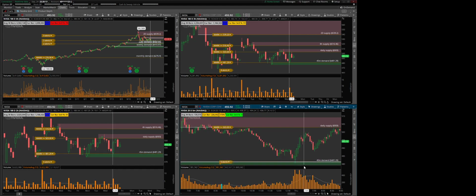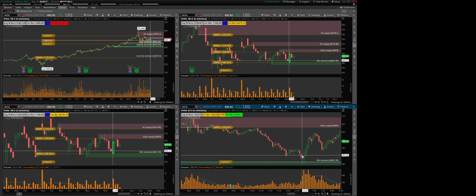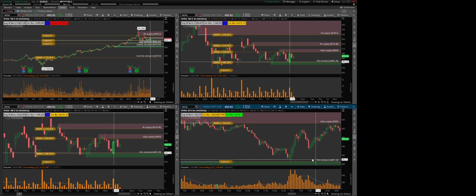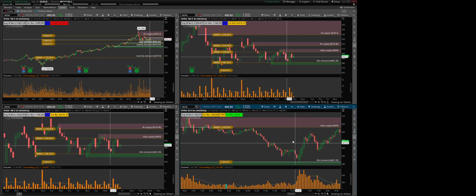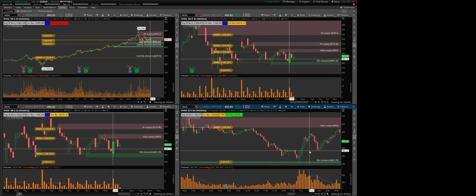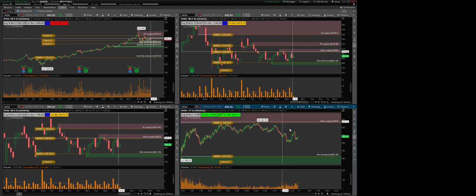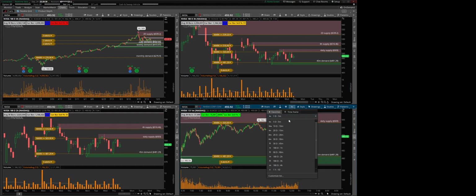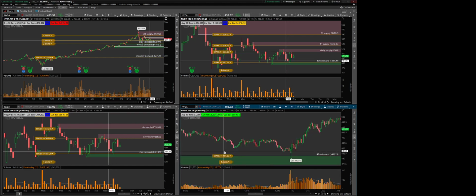Okay, so what you could have done, because I know some of you have trouble playing these zones. In my opinion, this NVIDIA 45-minute demand would have been a little hard to play. You would have probably had to drill down to like a 1 minute to catch a proper entry. Let's see what we did.